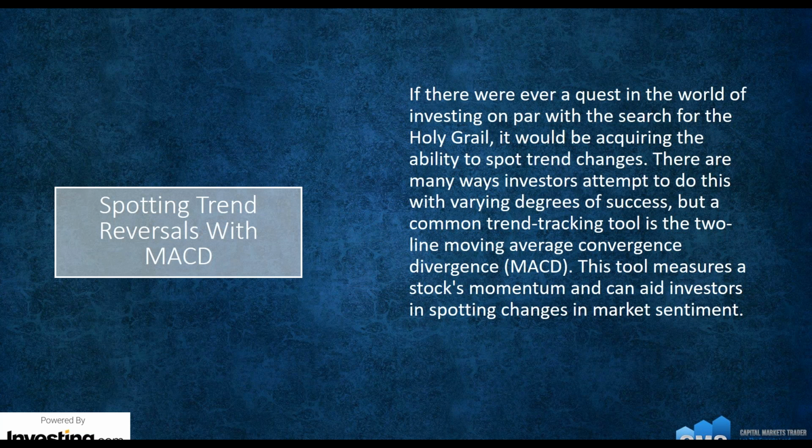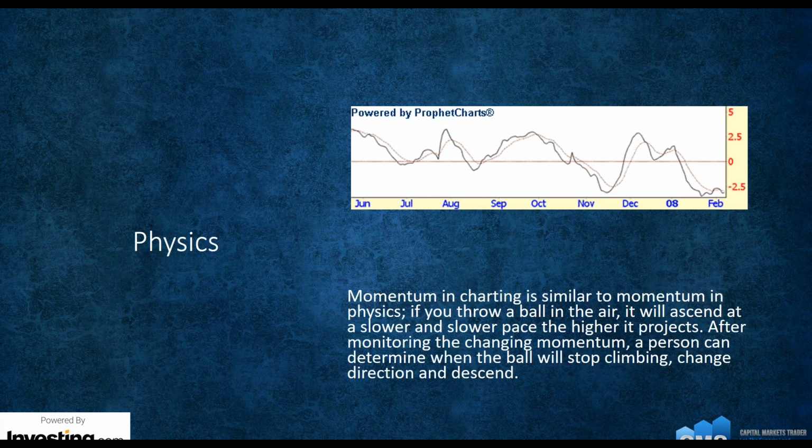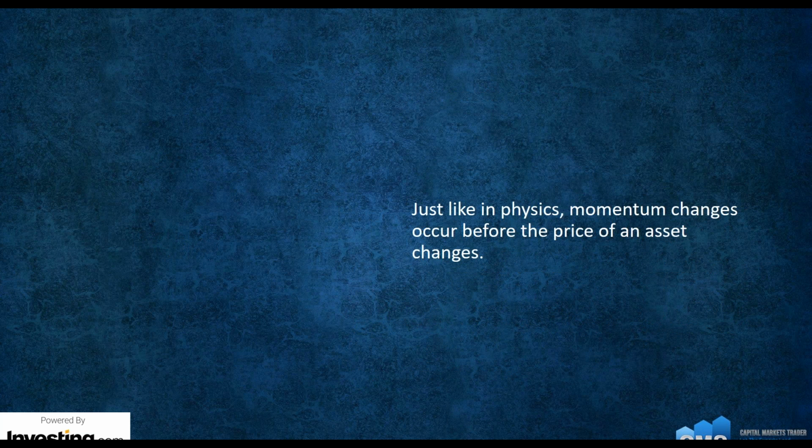So if there were ever a quest in the world of investing on par with the search for the Holy Grail, it would be acquiring the ability to spot trend changes. There are many ways investors attempt to do this with varying degrees of success. But the most common tracking tool is the two-line moving average convergence divergence. This tool measures an asset's momentum and can aid investors in spotting trend changes. Remember, just like physics, momentum changes occur before the price of an asset changes.